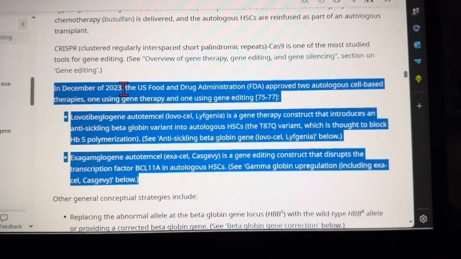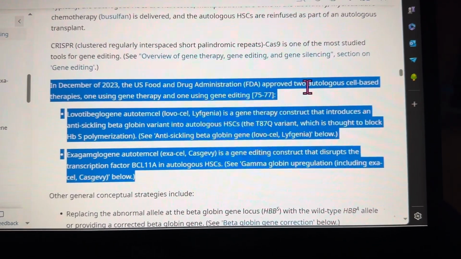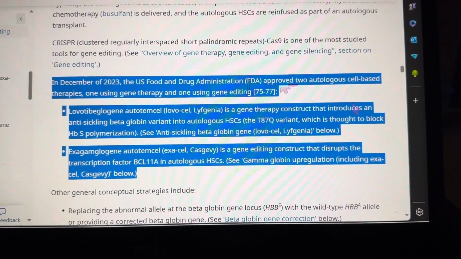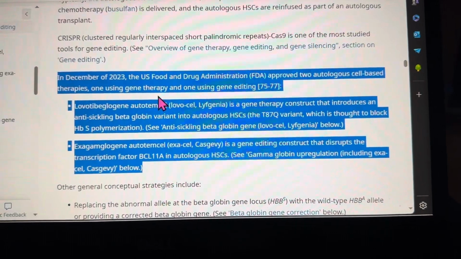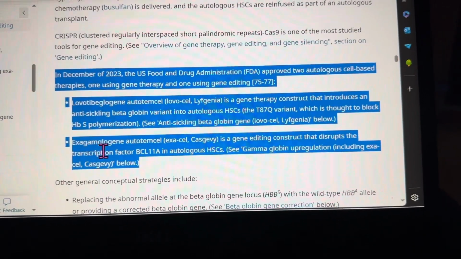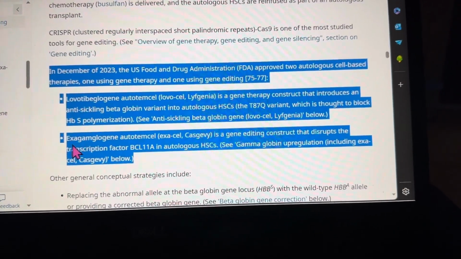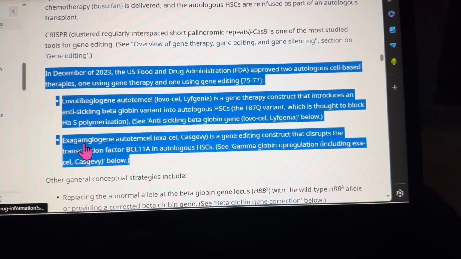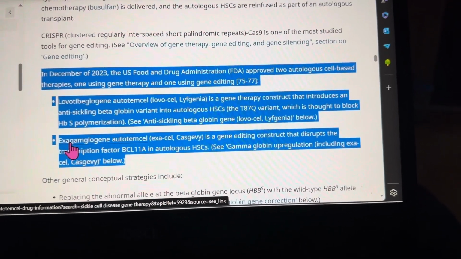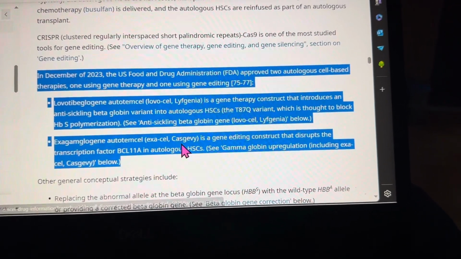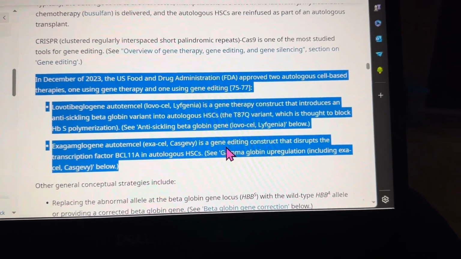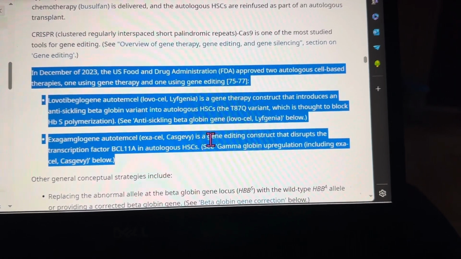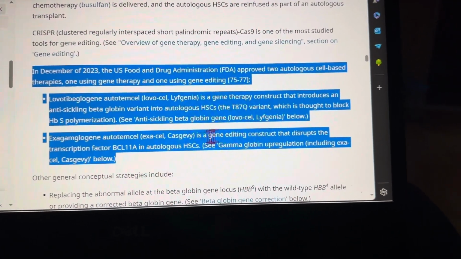So I will try to explain the basic principle of these studies. For sickle cell disease, the FDA has approved 2 autologous cell-based therapies. So what is autologous cell-based? We will talk about it later, but first let's understand these 2 therapies. I will talk about the second one right now. Exagamglogene autotemcel, Cas-GV, is a gene editing technique.